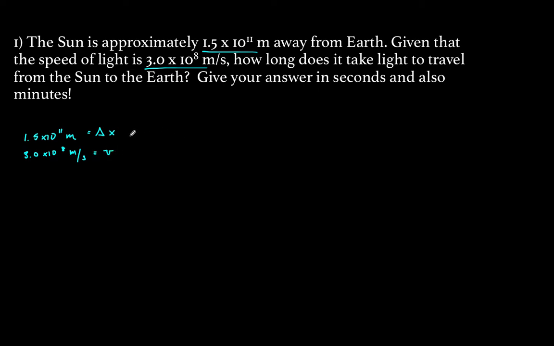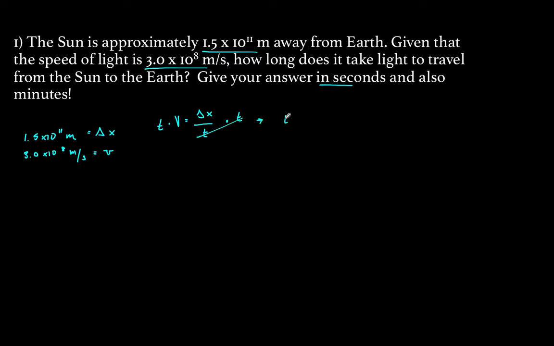So if you have an equation with a displacement, how far it is, and also a velocity, and you're trying to figure out time, your answer in seconds, then there's only going to be one equation. That equation is velocity equals displacement divided by time. Now, we want time by itself. So what we need to do is rearrange this equation to solve for time. So we multiply by time on both sides.